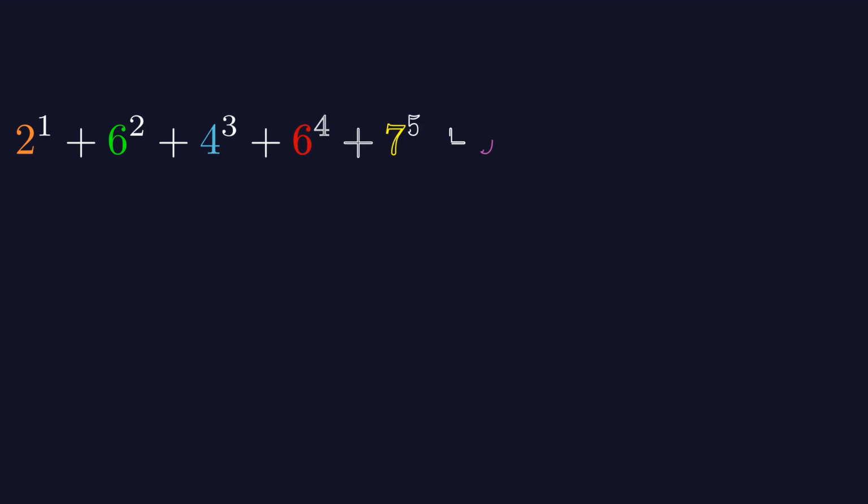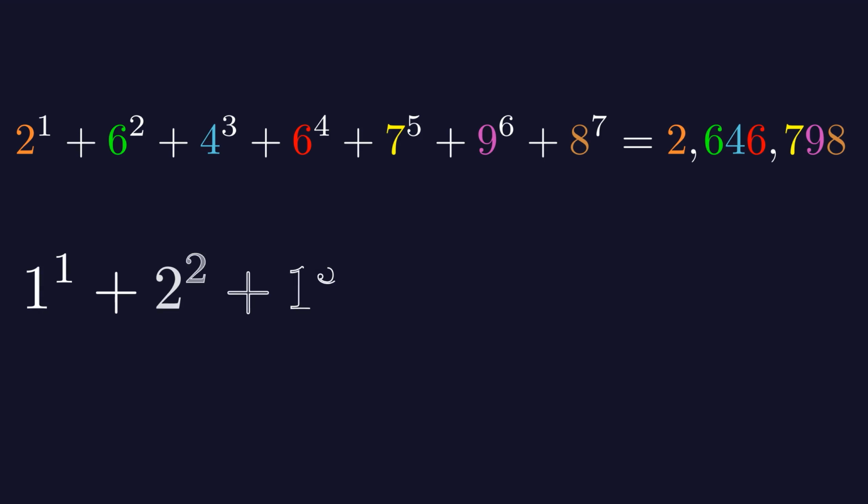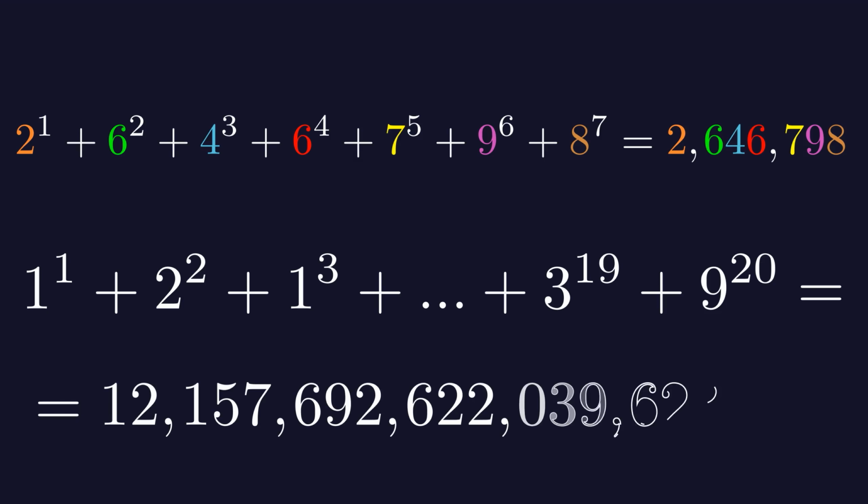2 to the power of 1 plus 6 to the power of 2 plus 4 to the power of 3 plus 6 to the power of 4 plus 7 to the power of 5 plus 9 to the power of 6 plus 8 to the power of 7 is equal to 2,646,798. The largest number with this property is this 20-digit number.